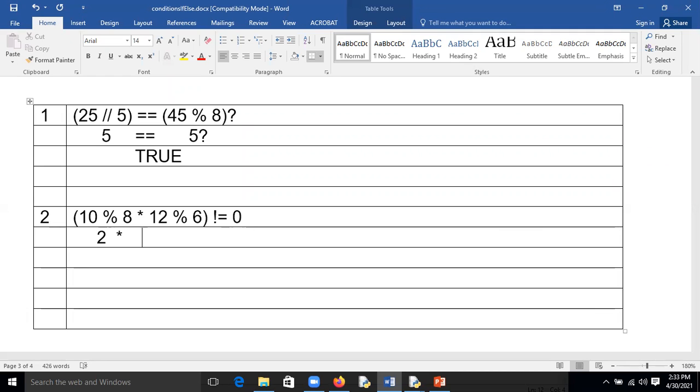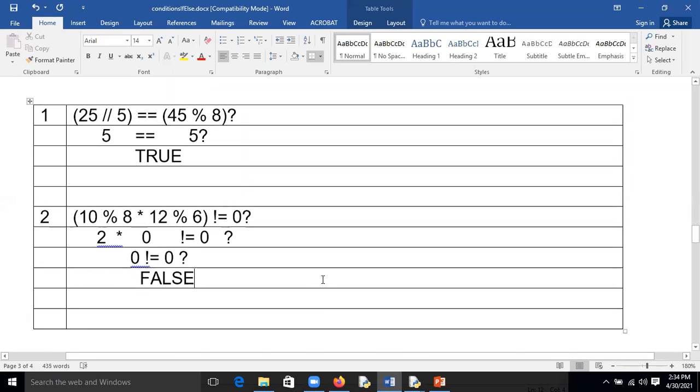Now remember, you're getting a remainder here, guys. So 6 can go into 12 2 times, and your remainder is 0. And we are checking if it does not equal 0. So once more, evaluation, guys. What is 2 times 0? 2 times 0 is 0. And the question we're asking is, 0 does not equal 0. Right? Like I said, question mark, you're asking a question. Okay? 0 does not equal 0. True or false? That is false, because 0 is equal to 0, right?